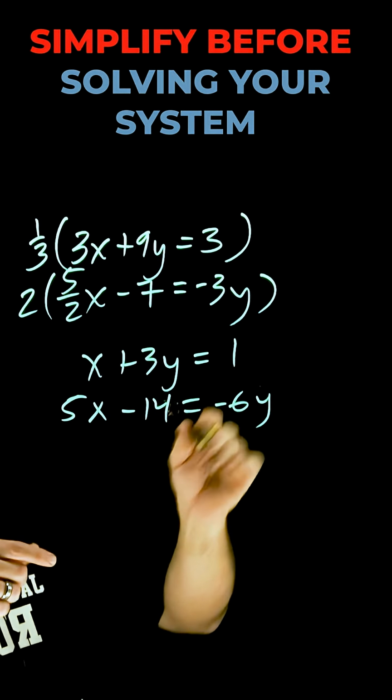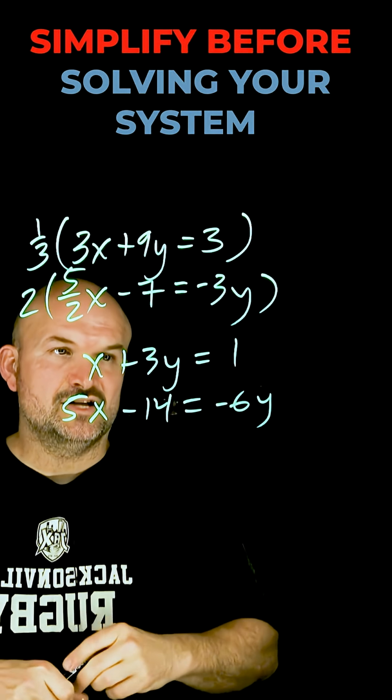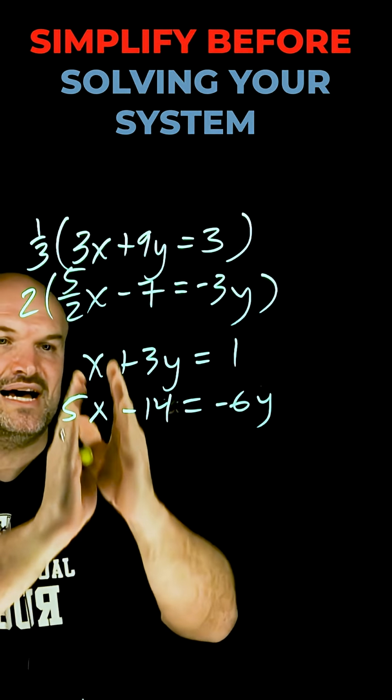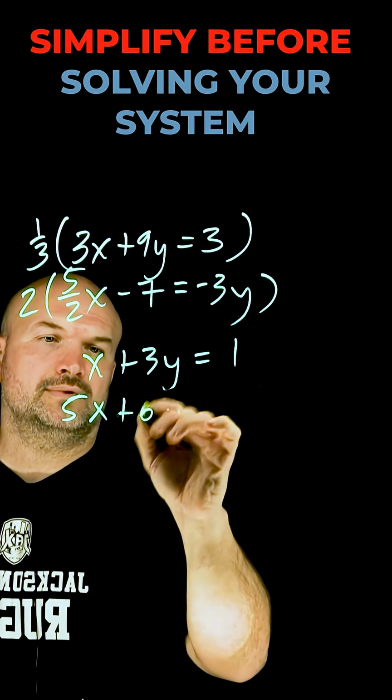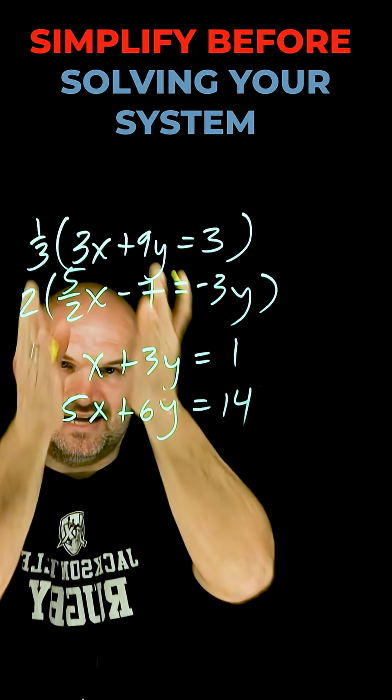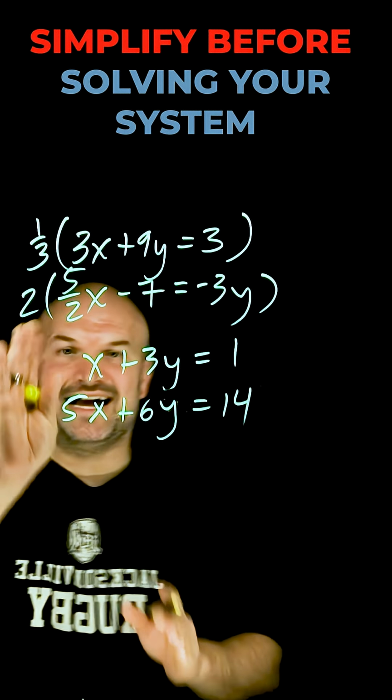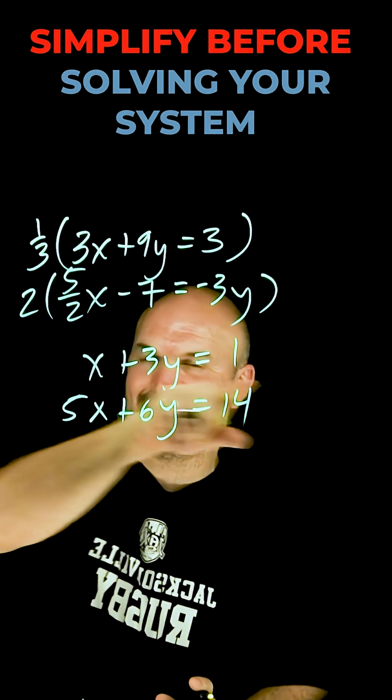Okay, now again, remember I said I was going to go ahead and rearrange this. So if I did that, I would add a 6y to the other side and add a 14. Let's just go ahead and do that and save our work. Okay, so now you can see I have my variables aligned and I don't have any fractions, and I have this in a simplistic form.